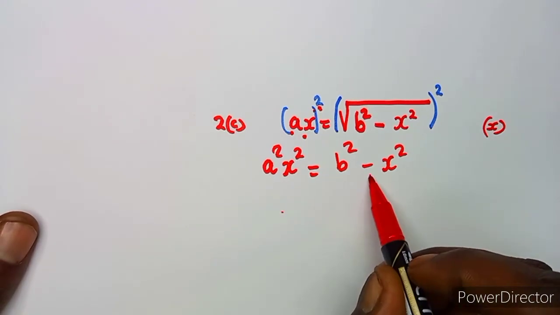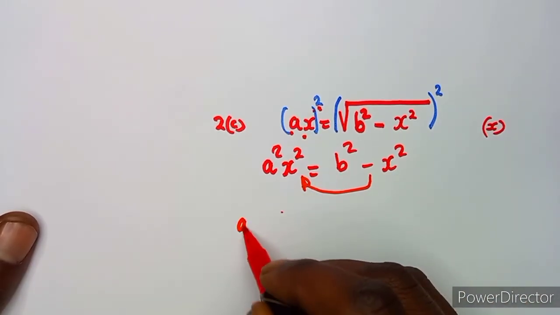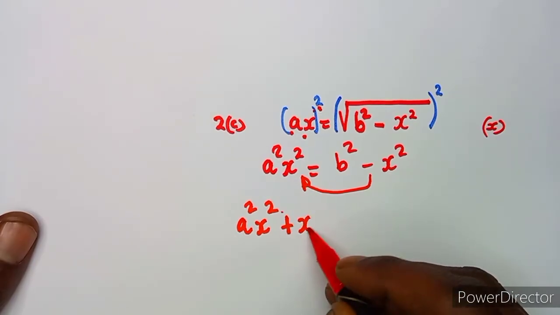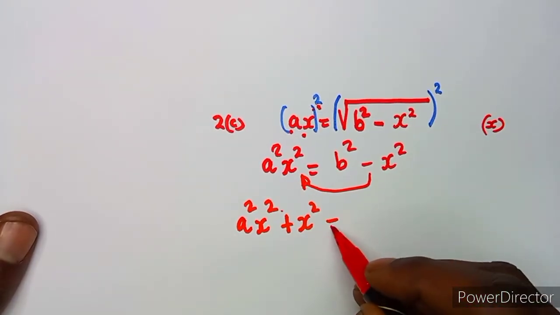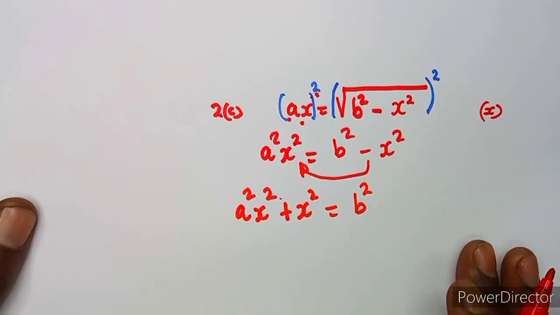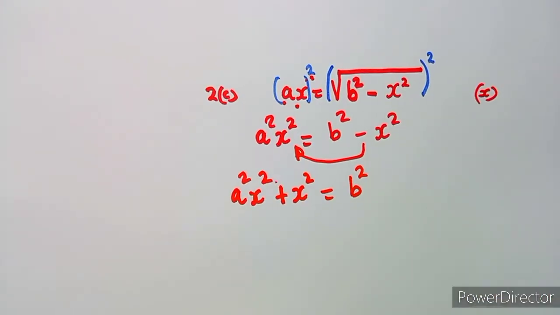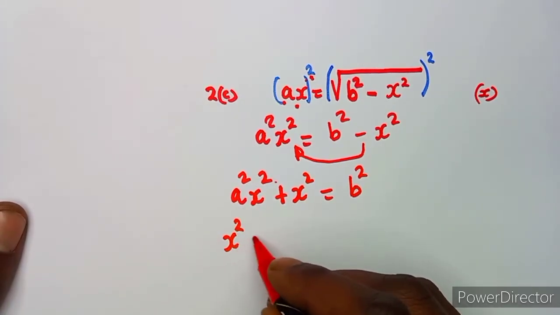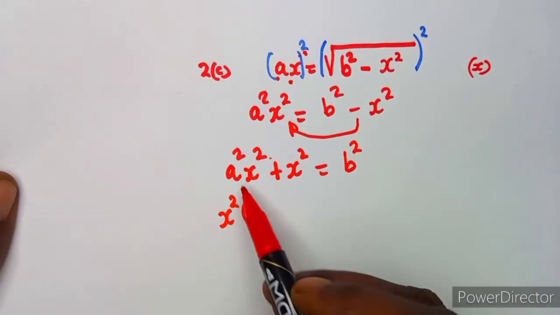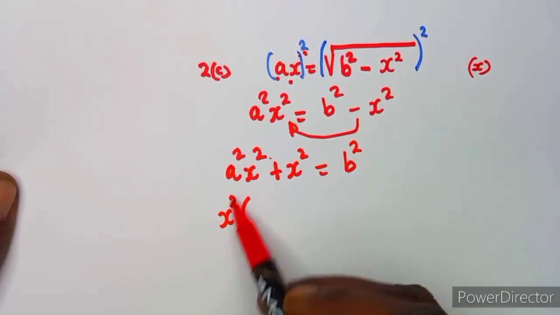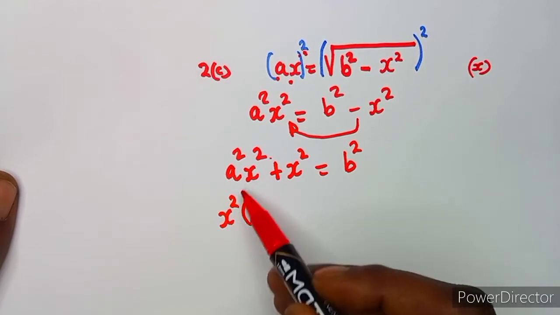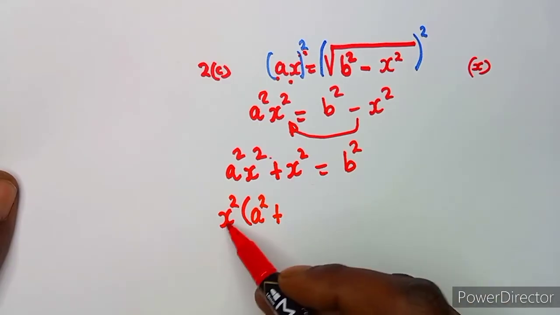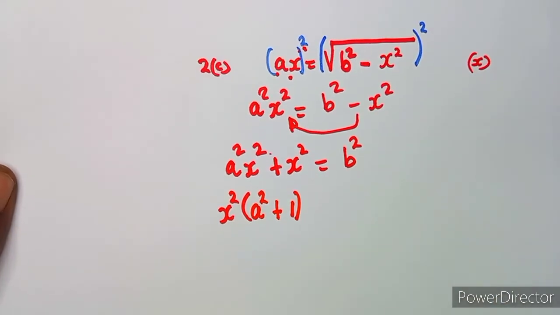So here I can transpose this to the left hand side, and that will be a squared x squared. It's a minus x squared, so once it gets to this side, it will be a plus x squared, which is equivalent to b squared. We've got x squared here, so you can easily factor out x squared. That means a squared x squared divided by x squared, these two will cancel, and you'll be left with a squared plus x squared, and x squared will cancel, so you're going to be left with 1.